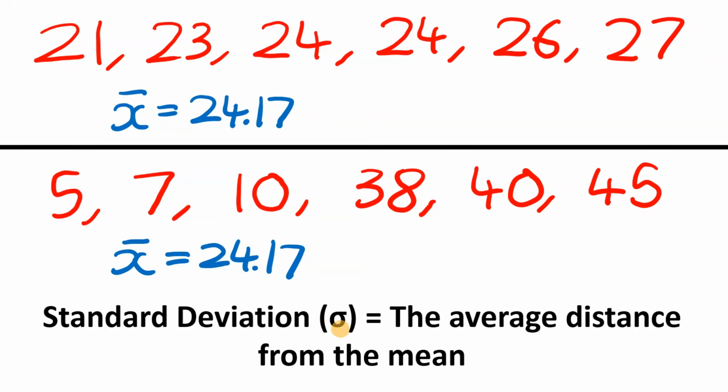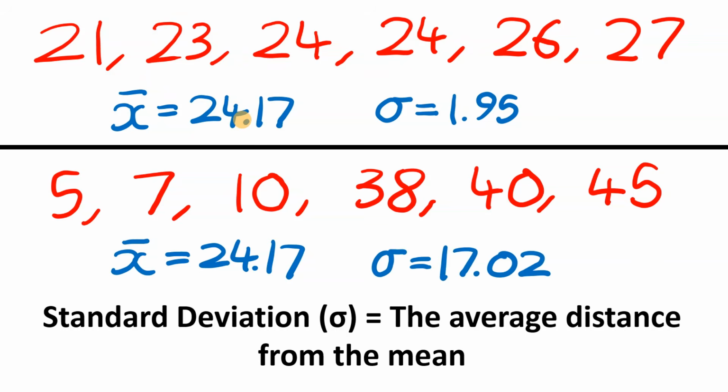It's given this notation here of sigma, and the standard deviation is defined as the average distance from the mean. It's not exactly this if we're getting very technical, but at A level you can just say this is what it is, okay? So the first data set has a standard deviation of 1.95. We'll talk in a moment about how we can calculate this. And this is a small standard deviation, because the distances from the mean of all of these data points are very small. All of these data points are very close to the mean.